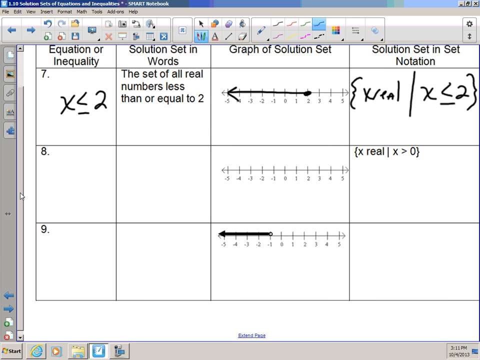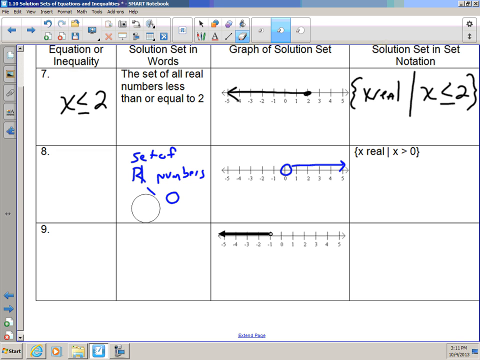x is all real numbers greater than 0. I can work my way backwards this way. It doesn't really matter. Set of real numbers greater than 0. And actually, I should put that in words as opposed to a symbol. It's Friday afternoon, so I'm getting a little tired on this. And x is greater than 0.